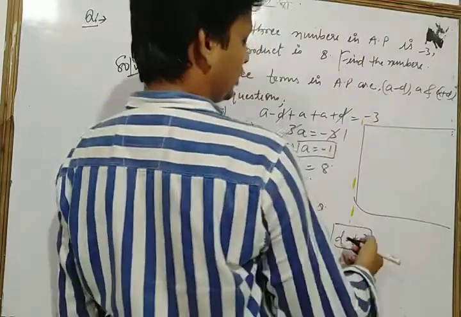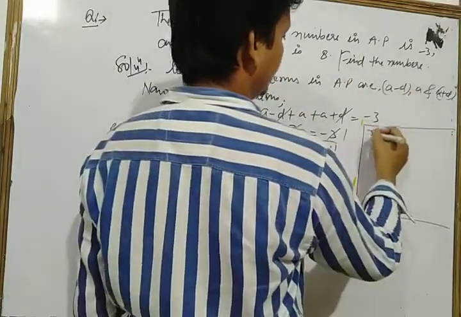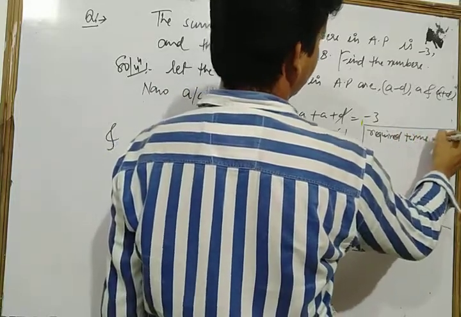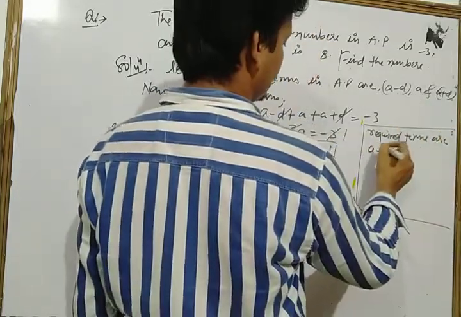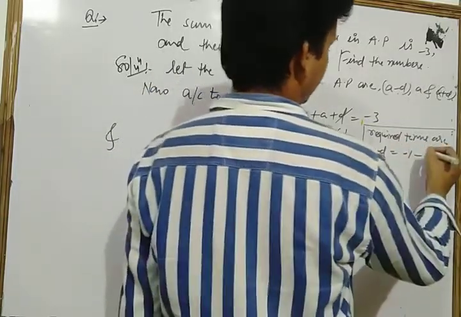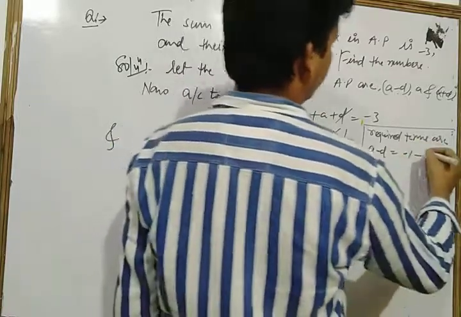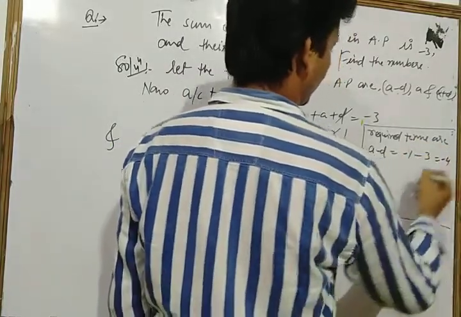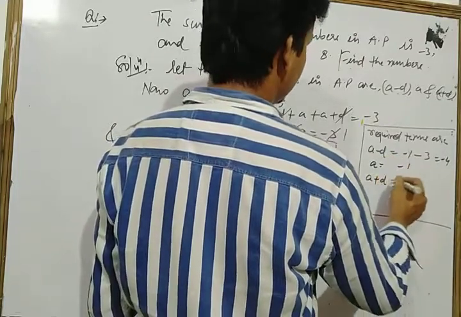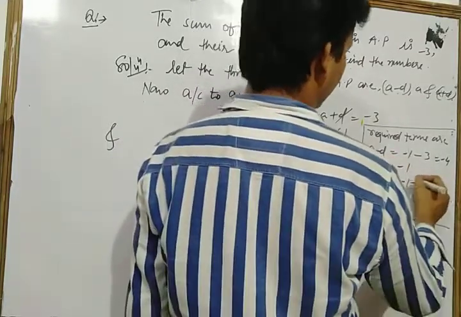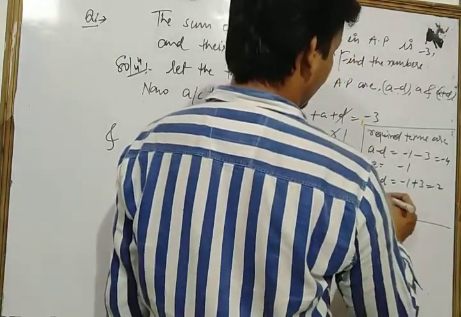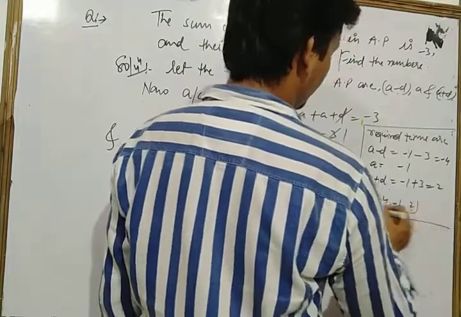Now suppose we take d equal to 3, then the required terms are: a minus d, where the value of a is minus 1, minus the value of d, which is plus 3, so we get minus 4. The second term is a, that is minus 1, and the fourth term is a plus d, that means minus 1 plus 3, which is plus 2. So the required terms are minus 4, minus 1, and 2.